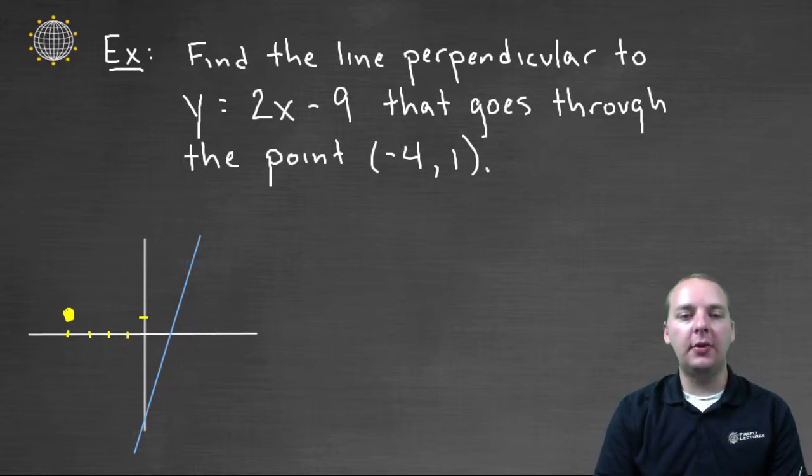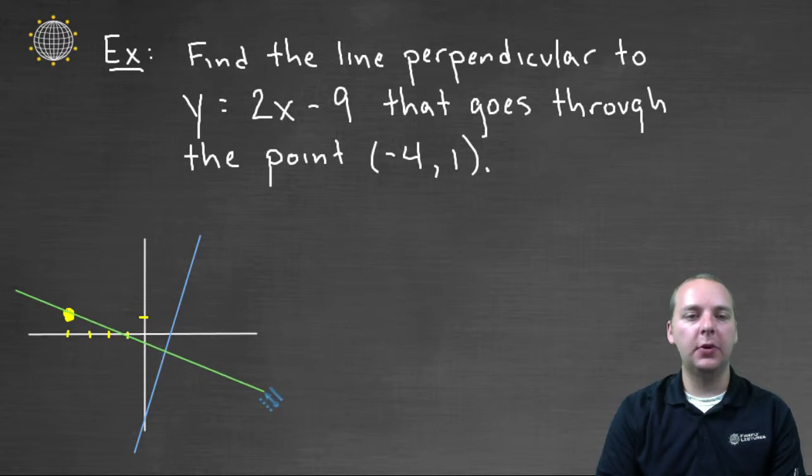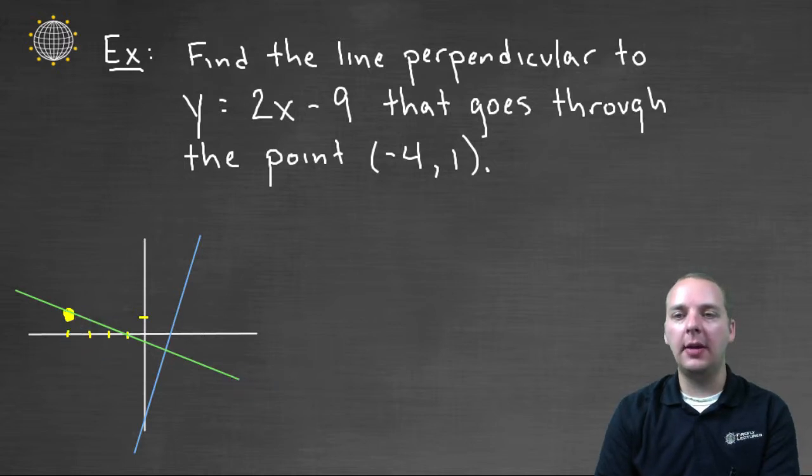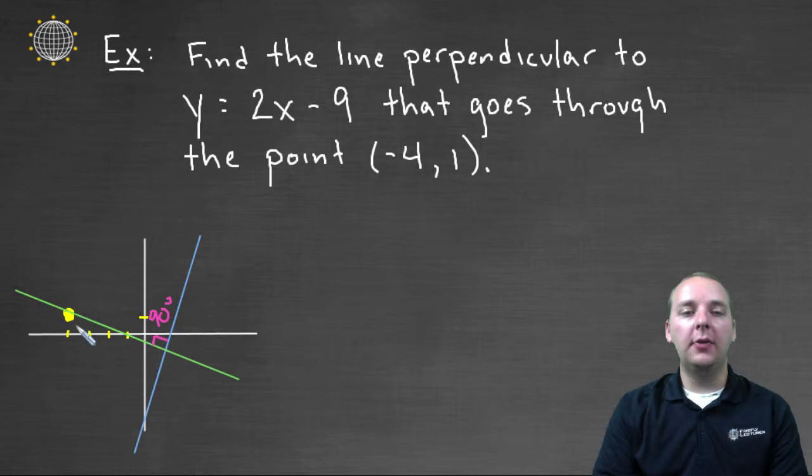So it would have to look something kind of like this, or close to it. Because you'll notice that not only does it go through the yellow dot, but it also meets the blue line at a 90-degree angle. All right, so how are we going to find the equation of this green line here?